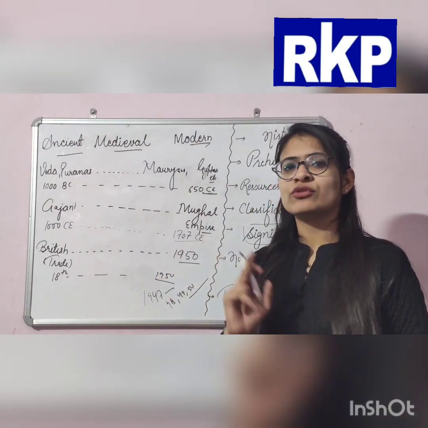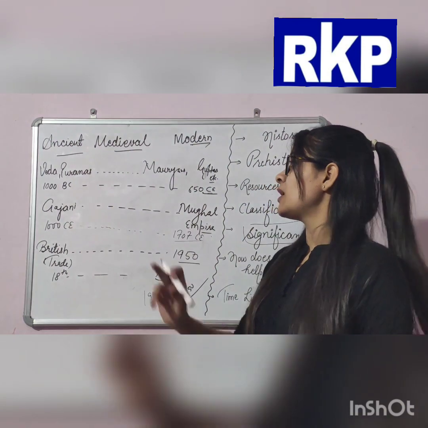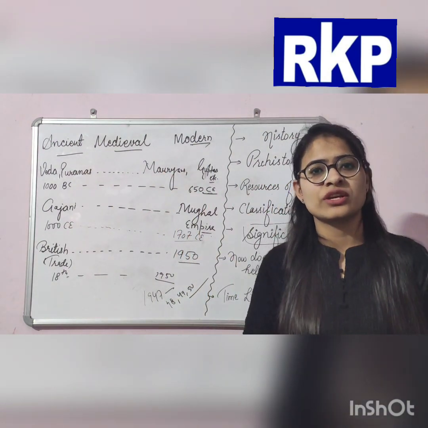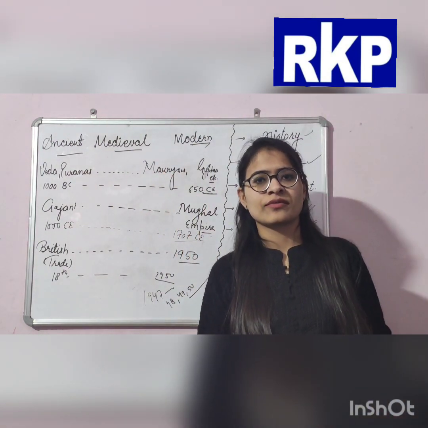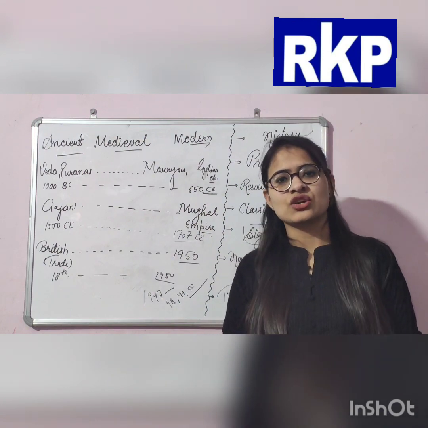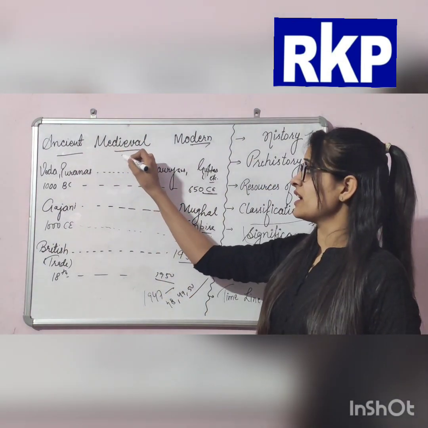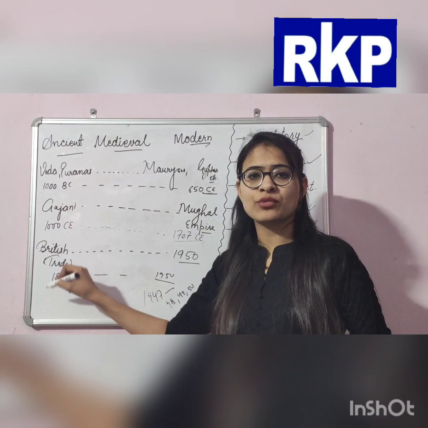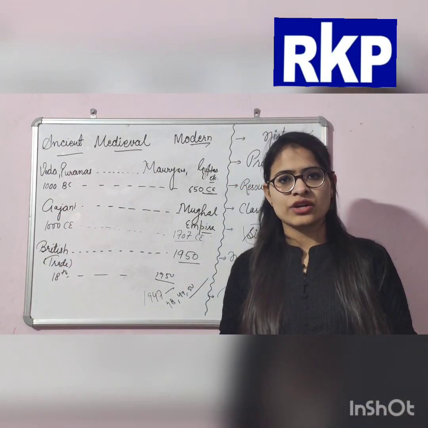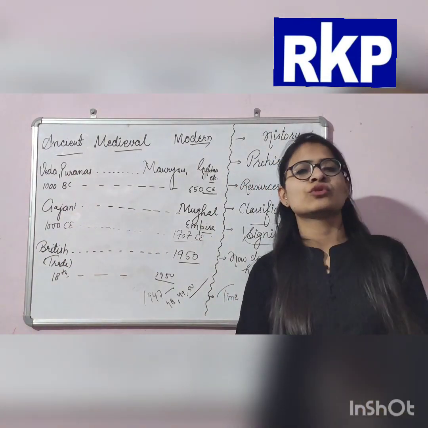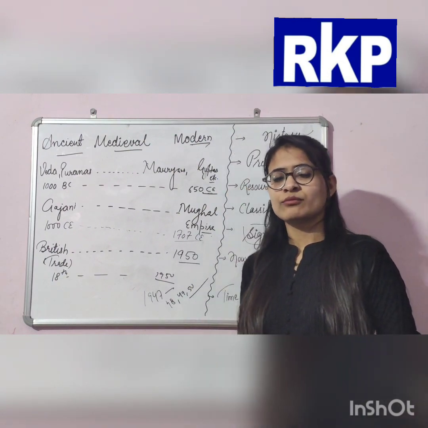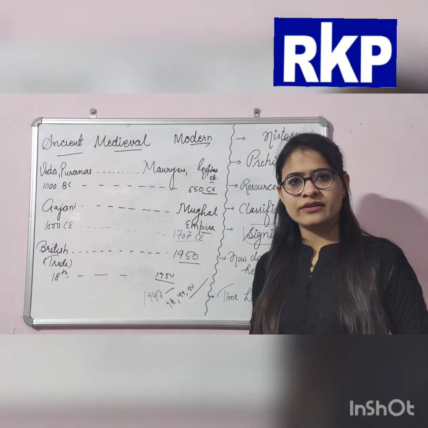I'm just telling you. Before that, you have to write about the classification of history in your classwork notebook: ancient history, medieval and modern, and their starting point and their ending point. Okay, so you have to write it in your classwork notebook. Write it right now. Pause the video and start writing.